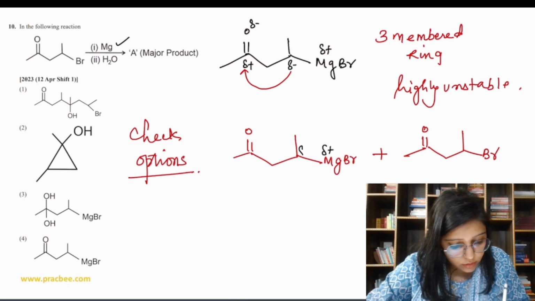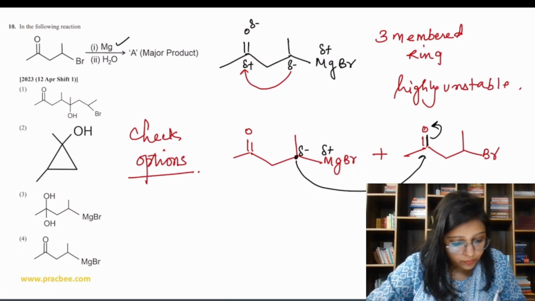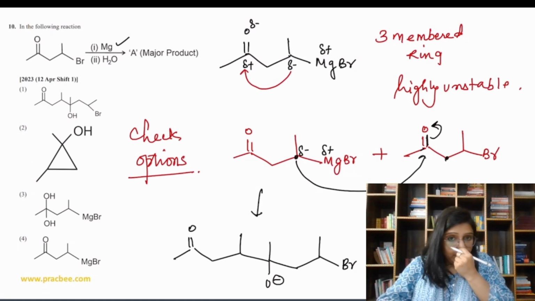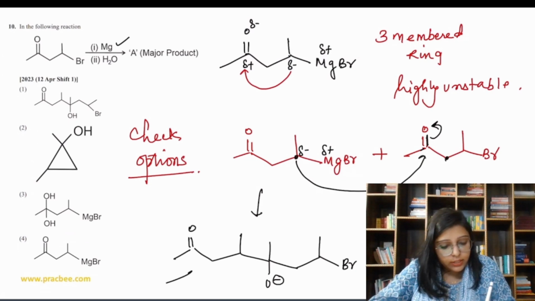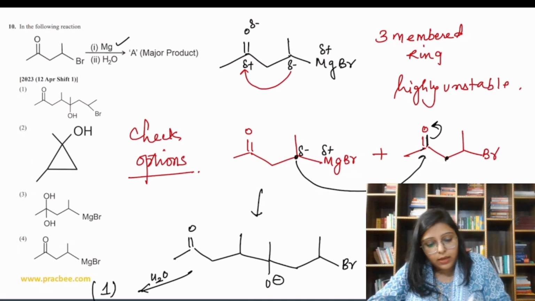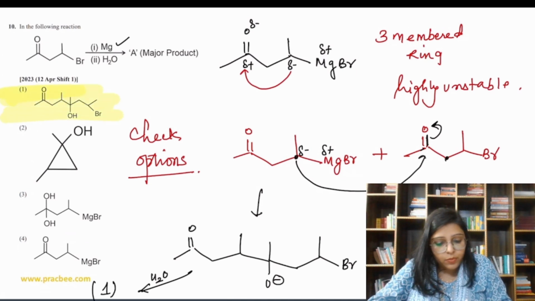So this is delta positive, this is delta negative. So it attacks over here. Electron of this bond shifts over here. So we write double bond O, this O minus, here methyl, then CH2, CH2, then CH, and this is Br. Okay? Next, water is there. So if you add water, you get option number 1 as the correct answer.